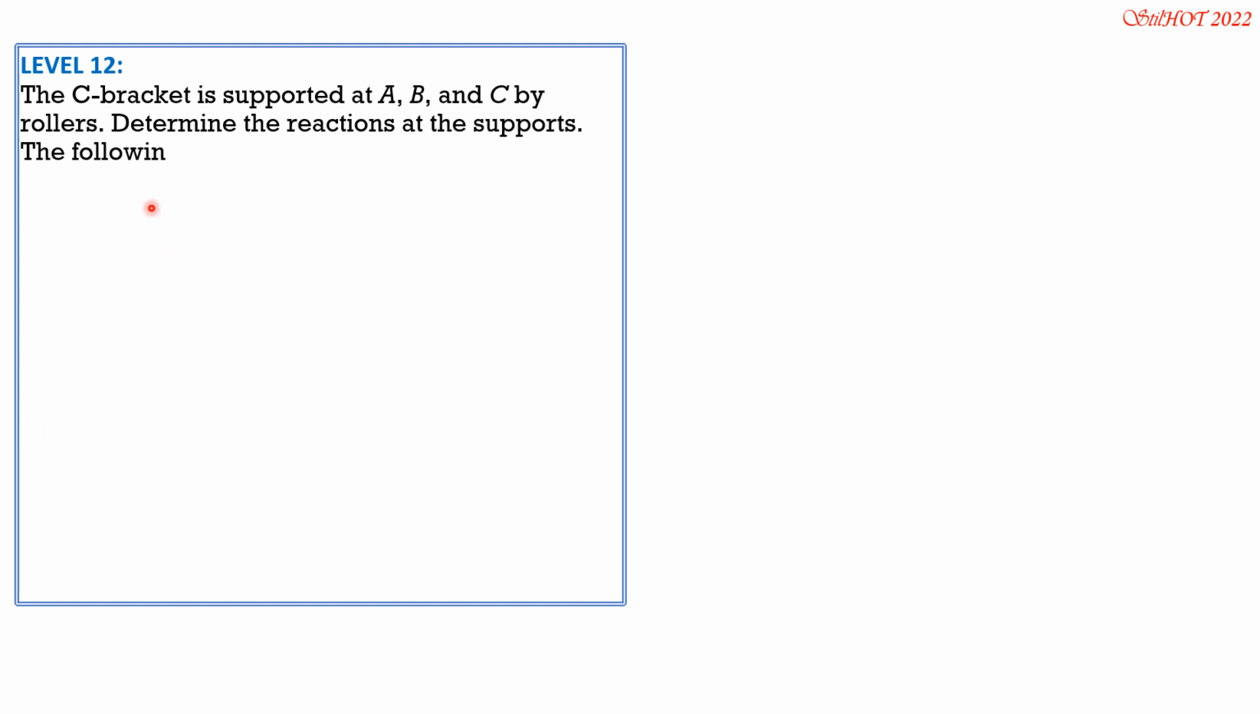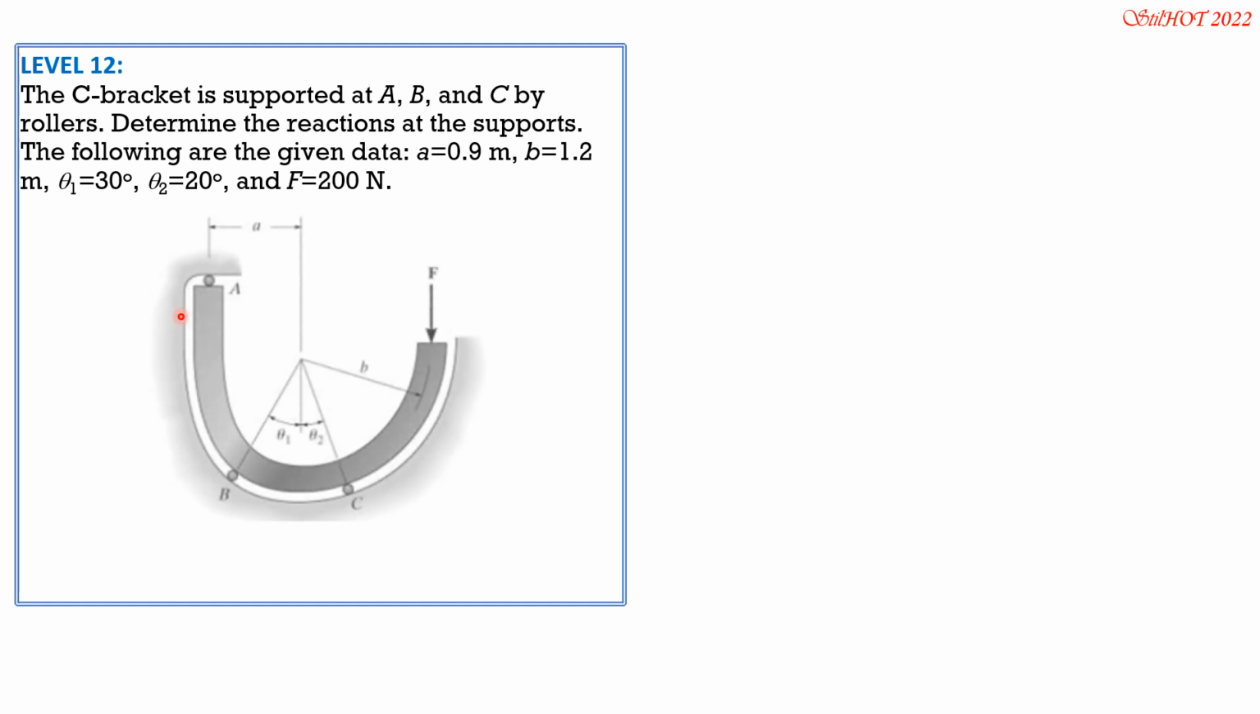The C bracket is supported at A, B, and C by rollers. Determine the reactions at the supports. The following are the given data: A is 0.9, B is 1.2 meters, theta 1 is 30 degrees, theta 2 is 20 degrees, and F is 200 newtons.